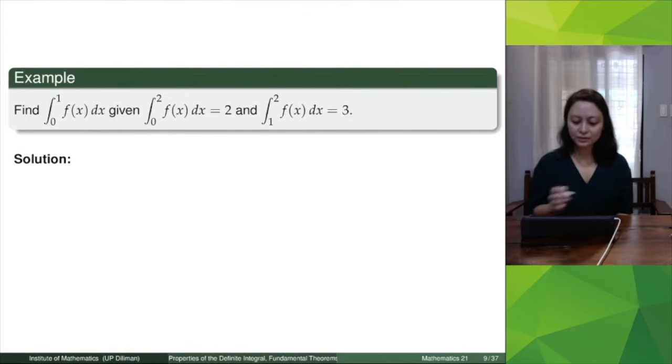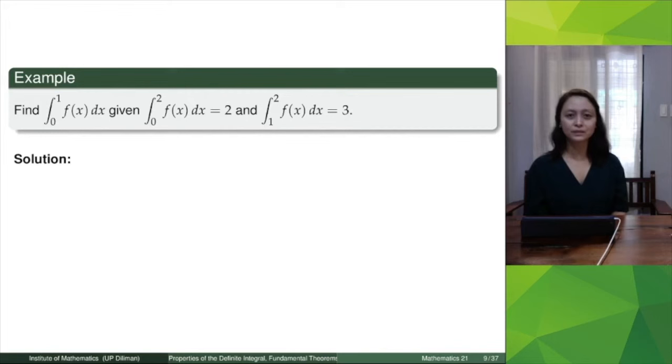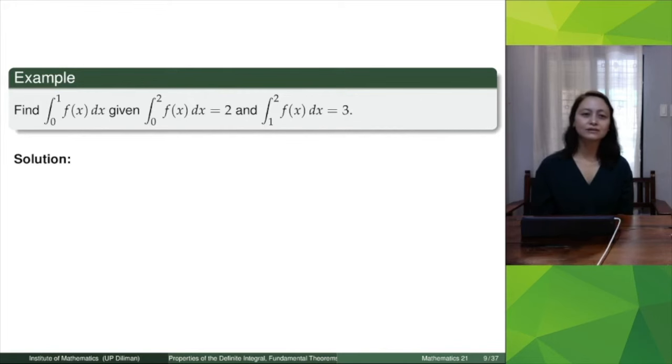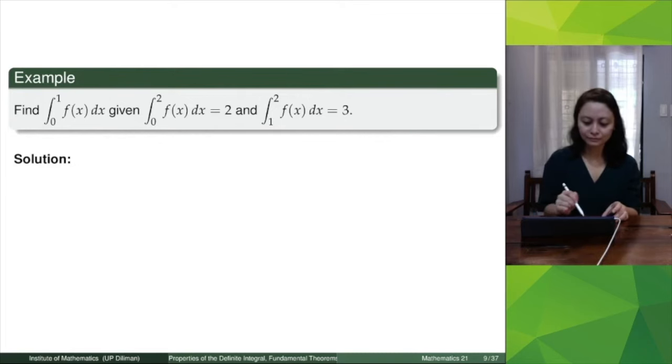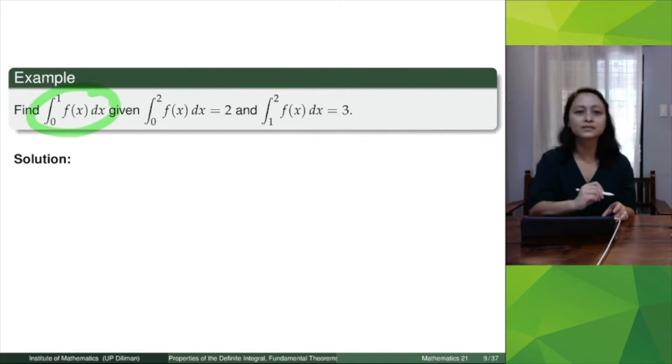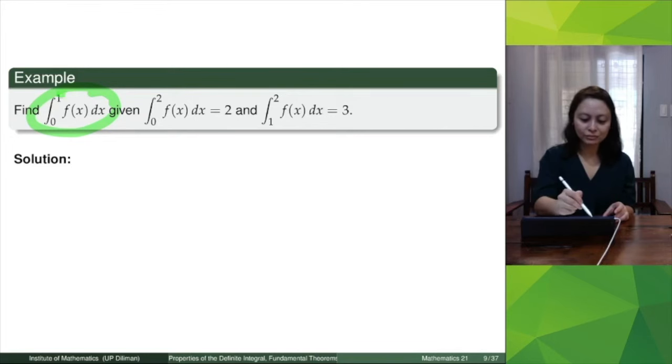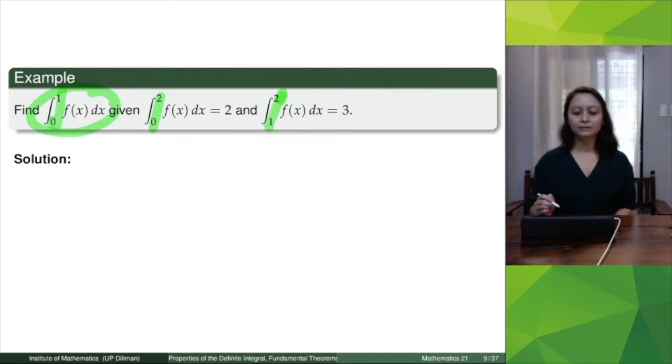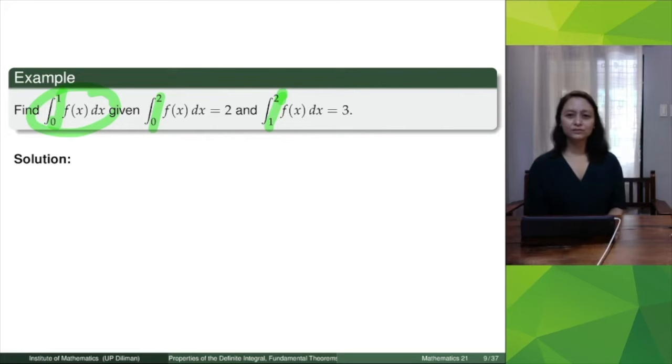Okay? So, let's look at some applications or examples of these properties. First, we want to find the integral from 0 to 1 of f of x dx, given that the integral from 0 to 2 of f of x dx equals 2, and the integral from 1 to 2 of f of x dx equals 3. Okay, so we want to find, this is our goal, the integral from 0 to 1 of f of x dx. But what we know, let's highlight the limits of integration: 0 to 1, 0 to 2, and then the integral from 1 to 2.